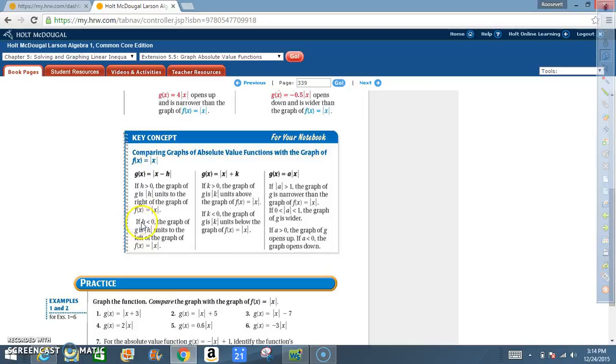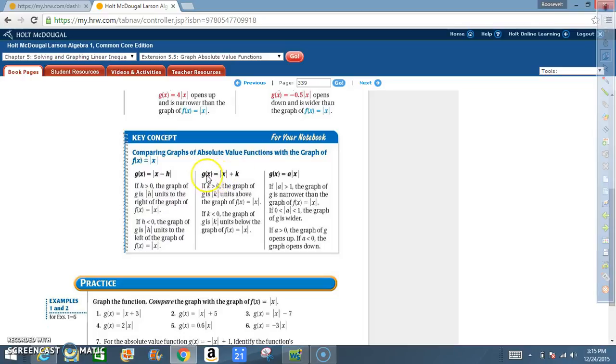If h is less than 0, the graph of g is the absolute value of h units to the left of the graph of f of x is equal to the absolute value of x. A fancy way of saying it is, if this is negative, it's going to move in a positive direction. If it's positive, it's going to move in the negative direction.